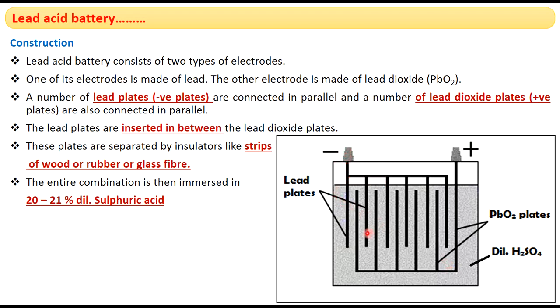The lead plates and the lead dioxide plates are separated by small strips of wood, or we can use rubber also for separation. In some cases we can also use glass fiber for the separation. The entire combination of positive plates and negative plates along with the separators is inserted into 20 to 21% dilute sulfuric acid. So this is positive terminal, this is the negative terminal, and this is the electrolyte, 20 to 21% dilute sulfuric acid. This is about the construction of lead acid battery.